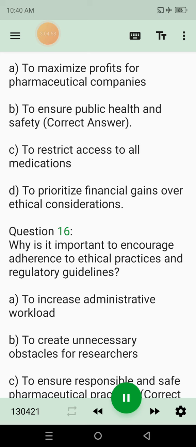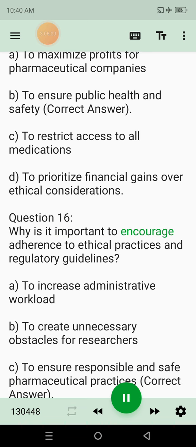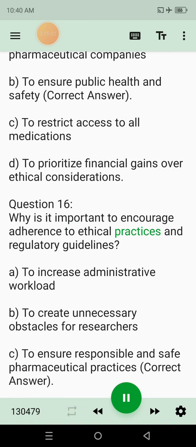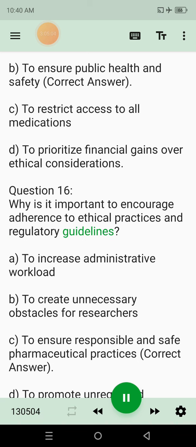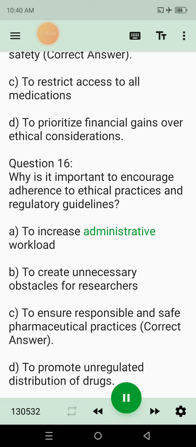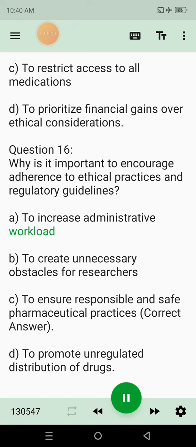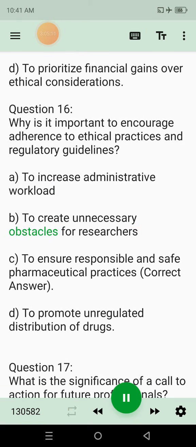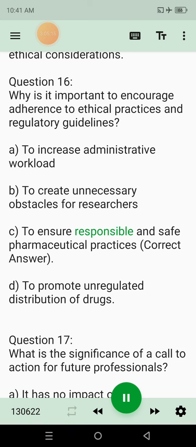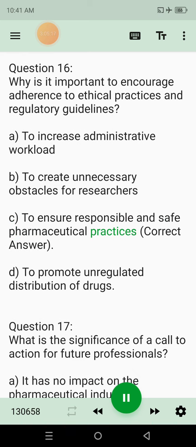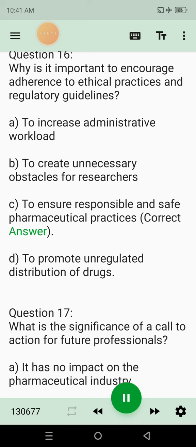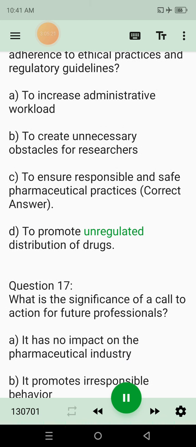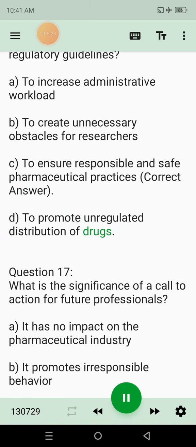Question 16. Why is it important to encourage adherence to ethical practices and regulatory guidelines? A. To increase administrative workload. B. To create unnecessary obstacles for researchers. C. To ensure responsible and safe pharmaceutical practices. Correct answer. D. To promote unregulated distribution of drugs.